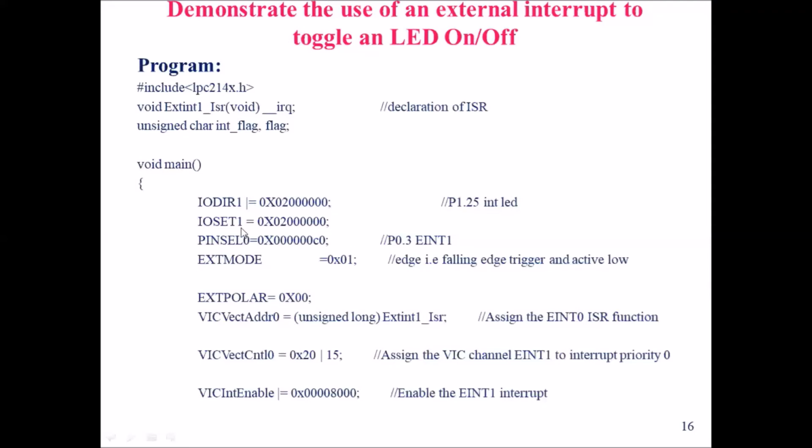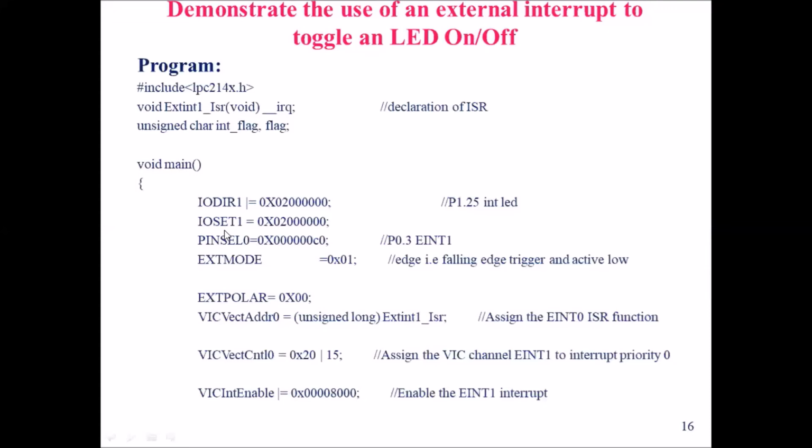Then the next one is IOSET1. I'm setting that pin to the high state, so that's why I'm using the IOSET1 instruction. Why do we need to use 1 here? We could also use IODIR0 and IOSET0, right? But because the 25th pin of the LED is in port 1, we are making use of port 1. So that's why I'm representing 1 across the IODIR and 1 across the IOSET registers.